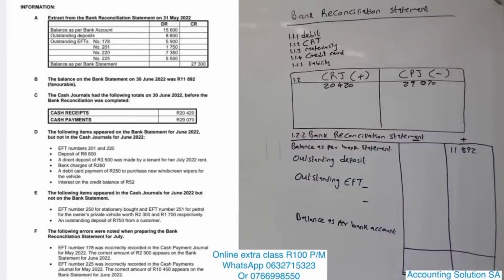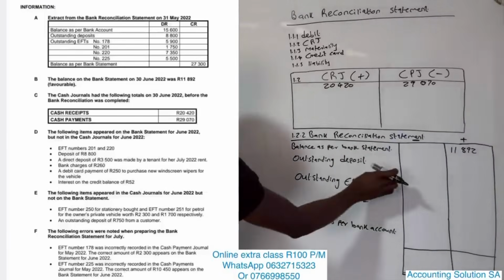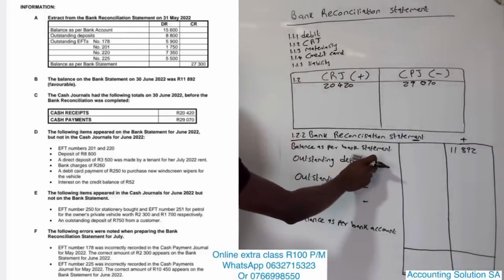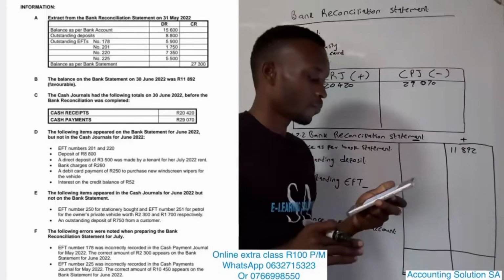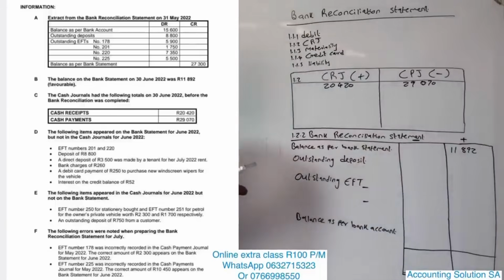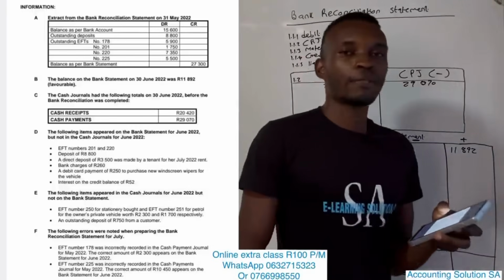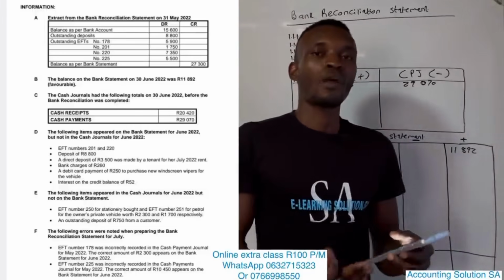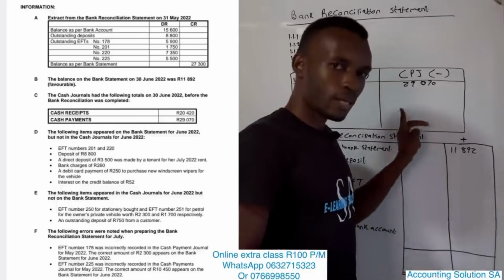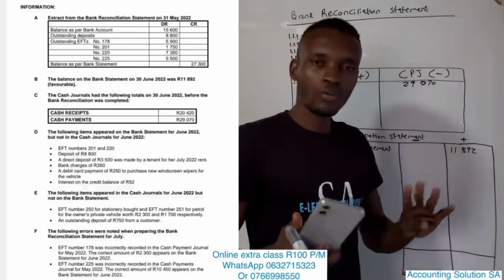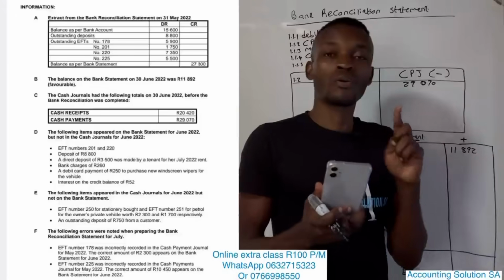The following items appear on the bank reconciliation statement. They appear here, but they are not here. Now let's check. Item number 1. They said EFT number 201 and 220. If you check 201 and 220, they are already recorded on the last month's reconciliation statement, which means that these EFTs were for the last month. They were not for this month. That's why they did not appear here, and it's very correct.